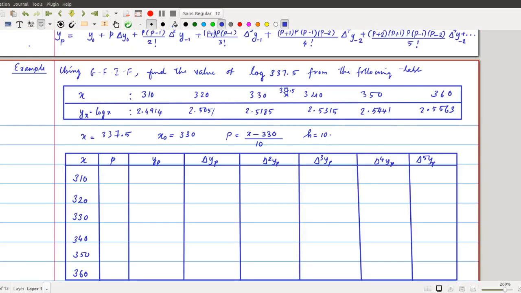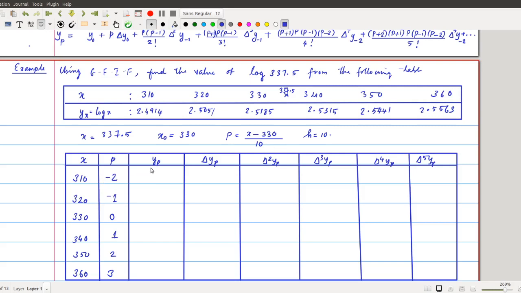Okay, this is our table. These are the x values. Then we evaluate p values for these x values. If x equals 330, then the p value is 0, because 330 minus 330 divided by 10 is 0. If x is 340, then p is 1, for 350 p is 2, for 360 p is 3, and for 320 the p value is minus 1, because 320 minus 330 divided by 10 is minus 1. Similarly this is minus 2.